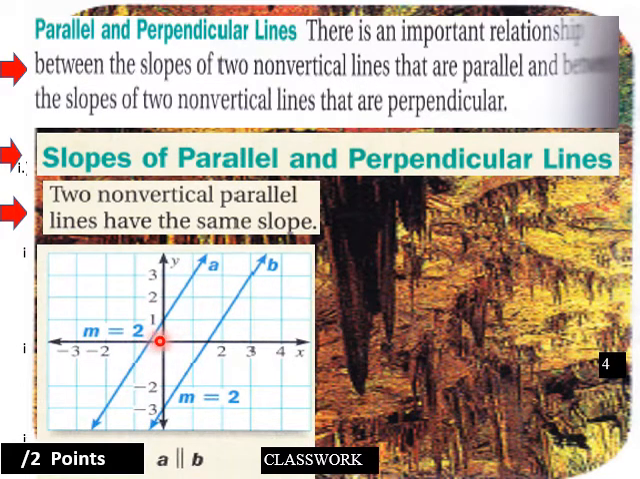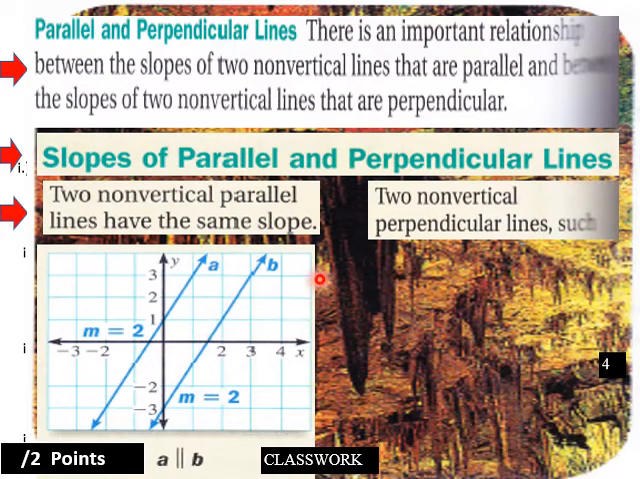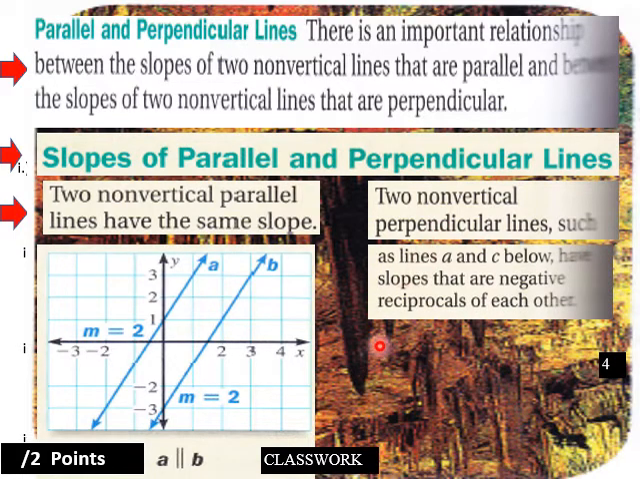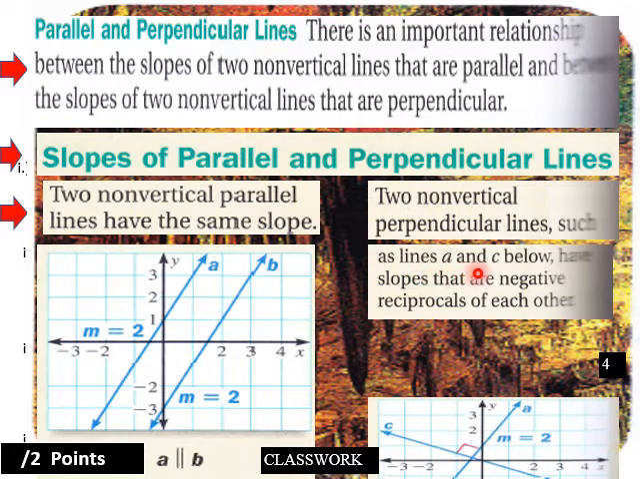Meaning you have a rise over run here. You have a run here of 1, and then a rise here of 2, and same thing here. So rise over run is 2. Again, you have a run of 1 and then a rise of 2. There's your slope.